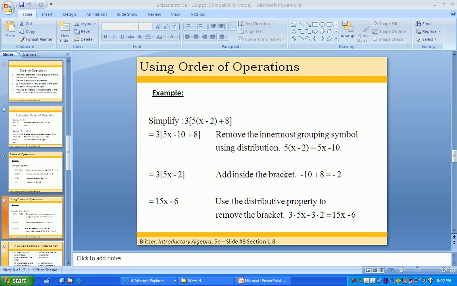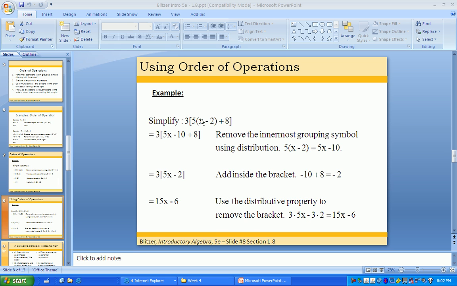Okay, continuing on, we're going to do a longer example. We're going to have this expression: 3 times the quantity of 5 times the quantity of x minus 2, plus 8. Again, the notes on the side are going to guide us through. Using our rules, we have to work on our inside bracket.